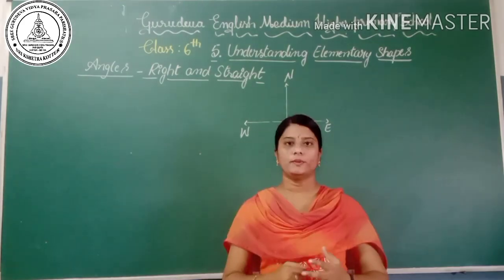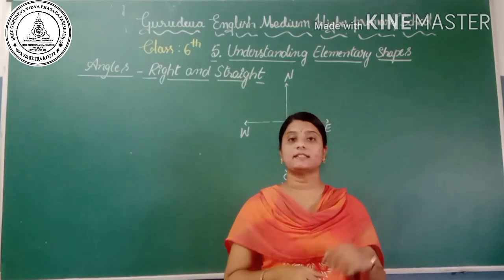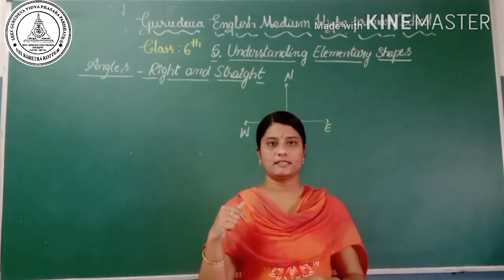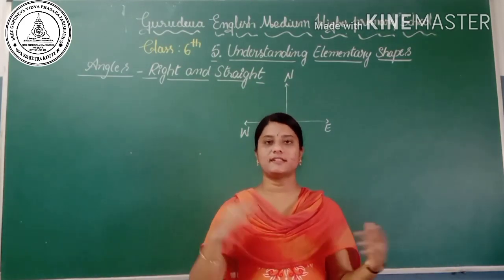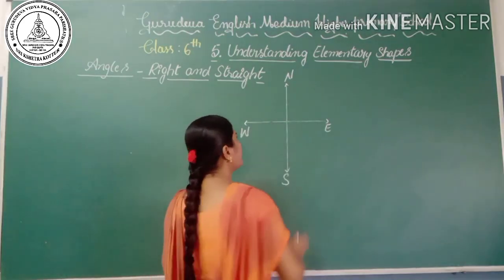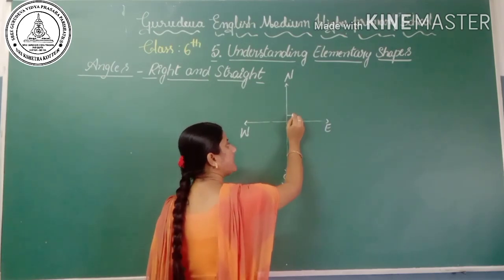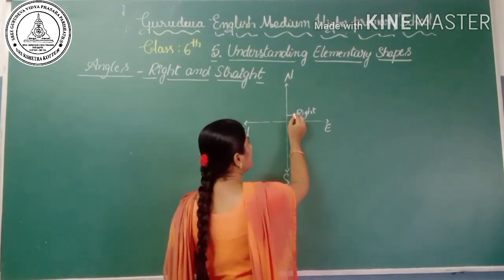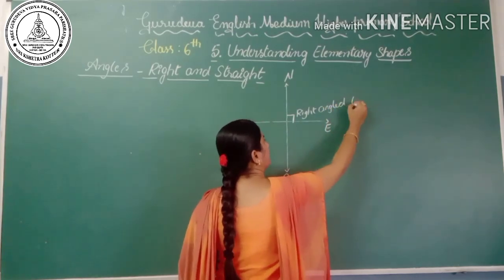You know already the four main directions, that is east, west, north and south, right? So we know that the sun rises in the east and the sun sets in the west direction, right? So once you face towards the north and turn towards the east in the clockwise direction, you turn through the right angle turn.